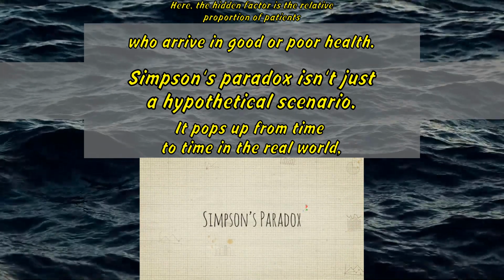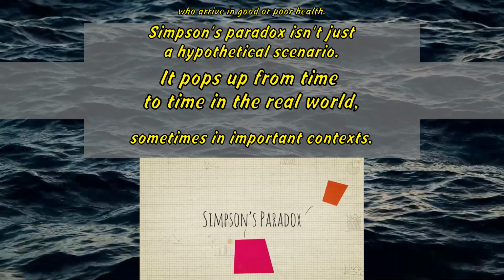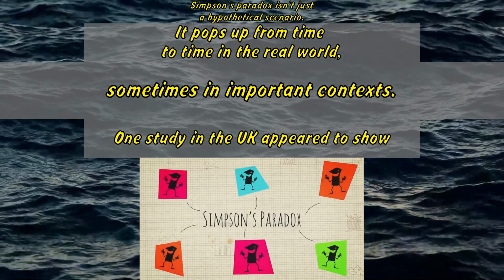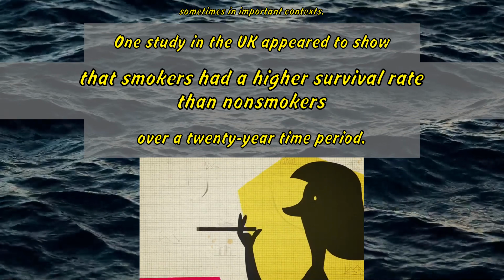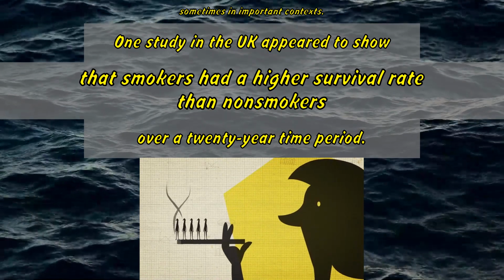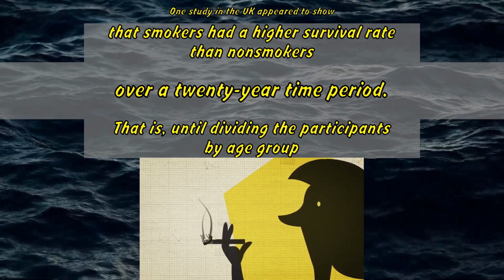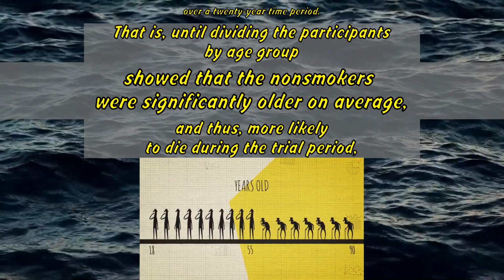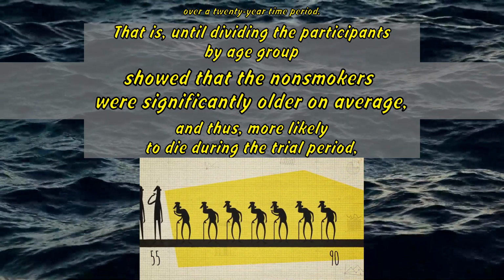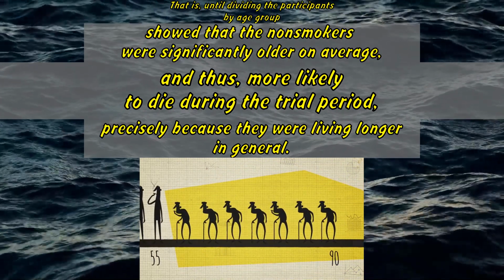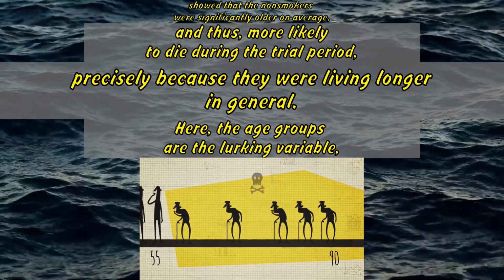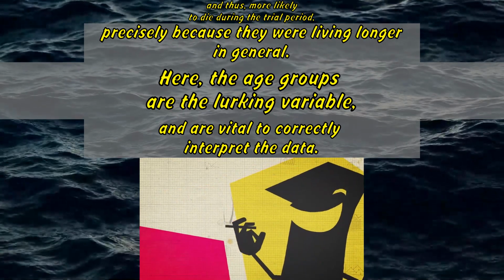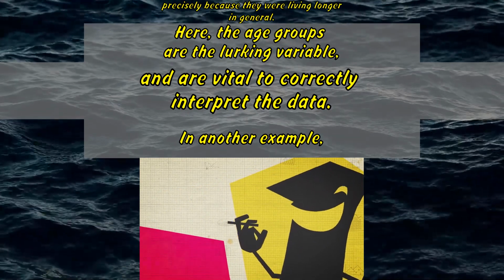Simpson's paradox isn't just a hypothetical scenario. It pops up from time to time in the real world, sometimes in important contexts. One study in the UK appeared to show that smokers had a higher survival rate than non-smokers over a 20-year time period. That is, until dividing the participants by age group showed that the non-smokers were significantly older on average, and thus more likely to die during the trial period, precisely because they were living longer in general. Here, the age groups are the lurking variable and are vital to correctly interpret the data.